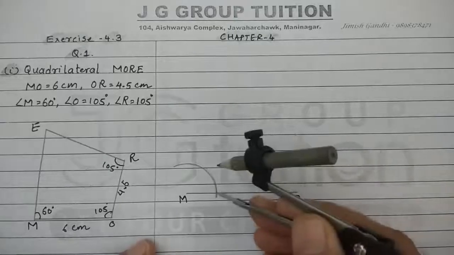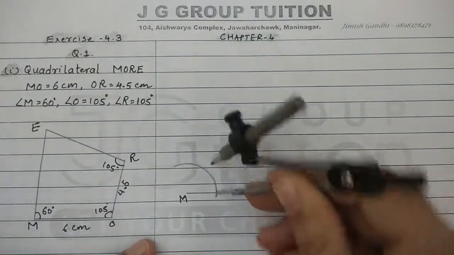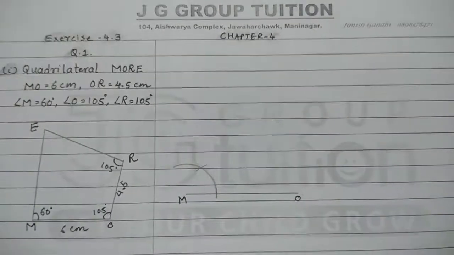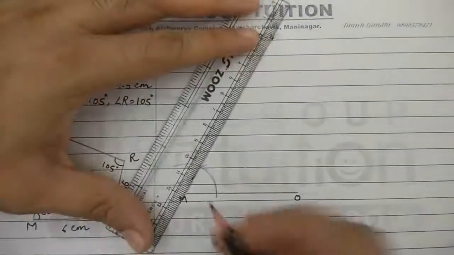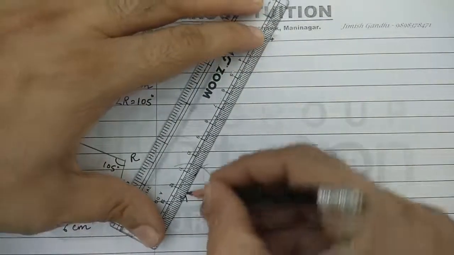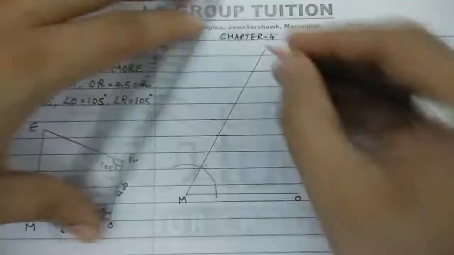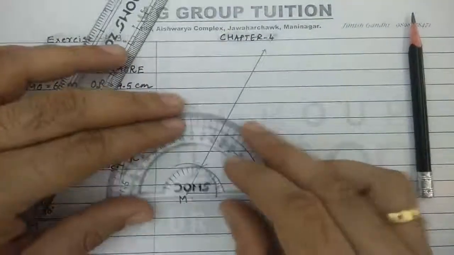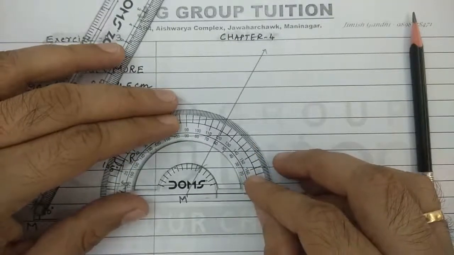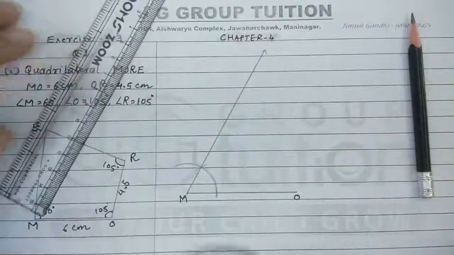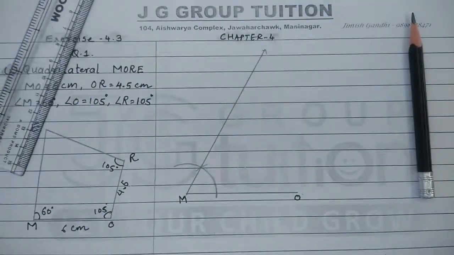Now we should keep the same radius. From this point, which we call 0 degree, we should draw another arc which intersects the previous arc. Remember, when the ray is constructed passing from point M and this intersecting point, this angle is 60 degree. Let us measure it whether we obtain the correct angle or wrong. This is the line segment, and we can see this is the 60 degree which we obtain.